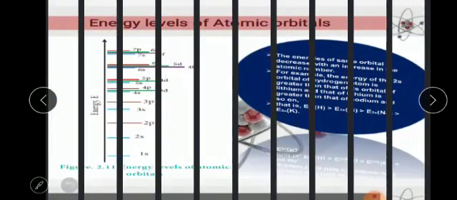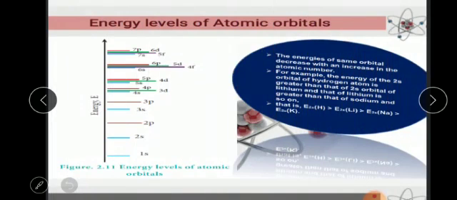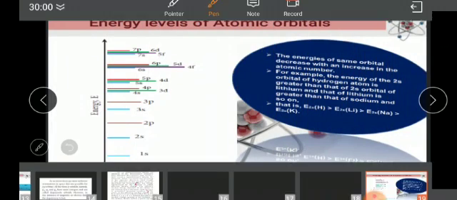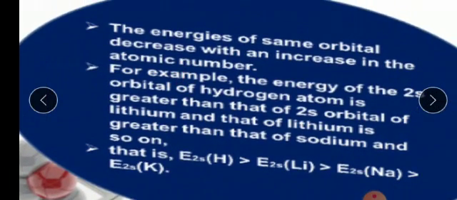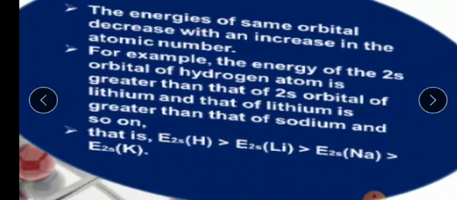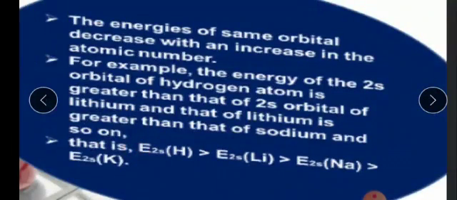From this, we are going to see the energy levels of atomic orbitals. What will be the energy now? First, the energies of the same orbitals decrease with increasing atomic number. For example, the energy of the 2s orbital of hydrogen is greater than that of the 2s orbital of lithium, and that of lithium is greater than that of sodium, and so on. The hydrogen is greater, then lithium, sodium and potassium.